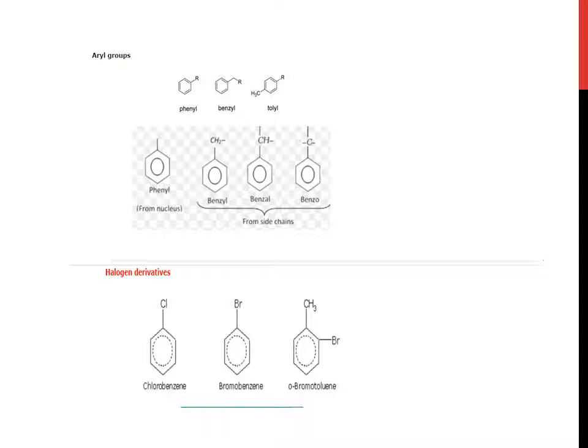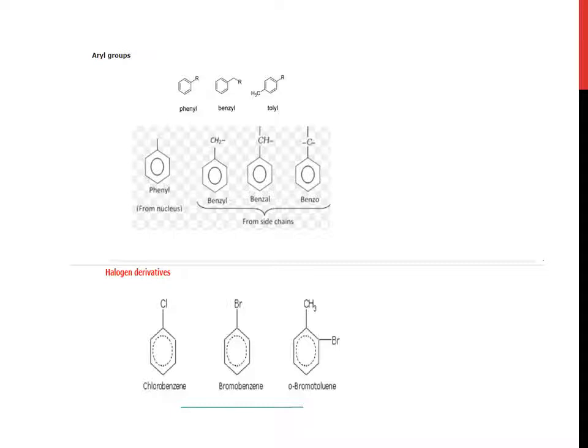Aryl groups. Phenyl is when in the benzene ring one hydrogen is replaced by one group. Similarly, benzyl, tolyl, and benzo.